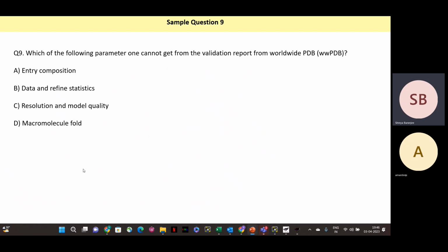The next question is, which of the following parameters one cannot get from the validation report from worldwide PDB?